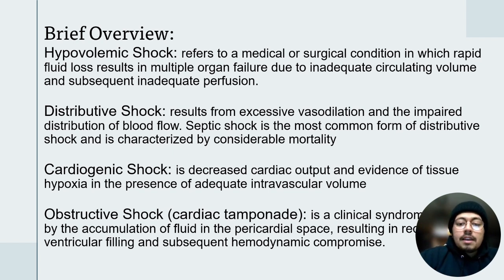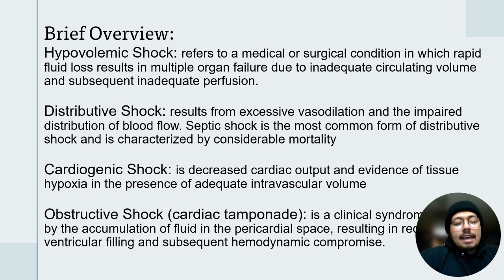Distributive shock is the second shock that we'll be talking about today. It results from excessive vasodilation and the impaired distribution of blood flow, which is specifically, or one of the examples is septic shock. It is the most common form of distributive shock, and it is characterized by considerable mortality, which means that it is very deadly.